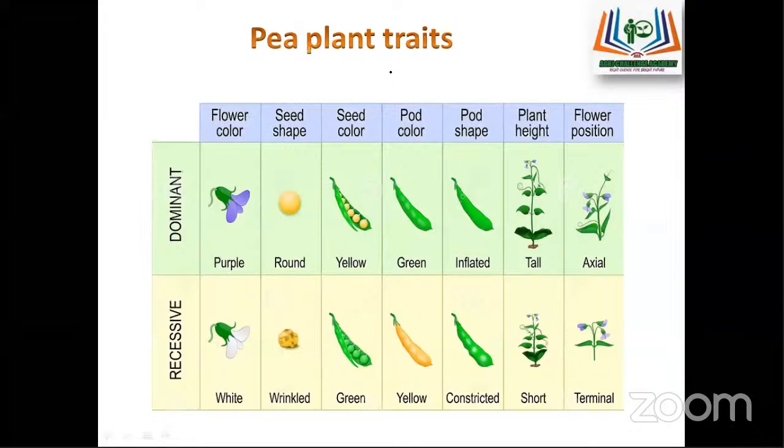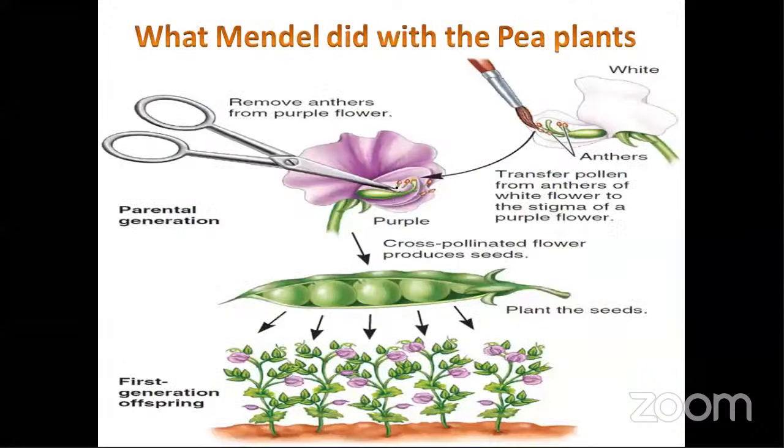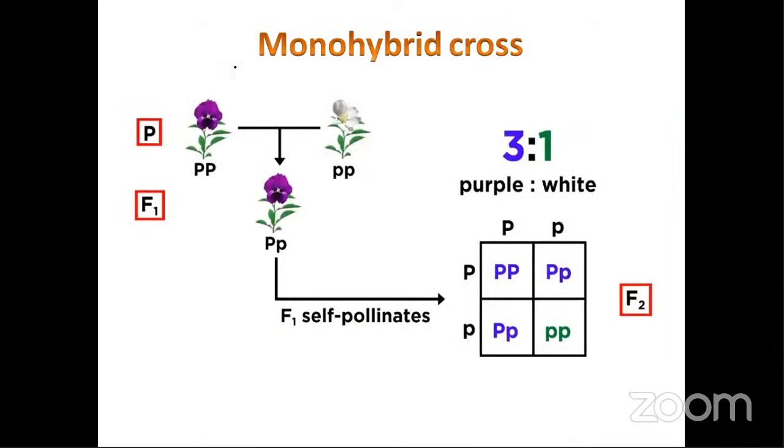Then why did Mendel work with pea plants? I already explained. The pea plant is easy to work with, so simply you have to open up the flower and remove the anthers, and then you go for crossing and it will produce the progeny. Then what is the monohybrid cross?